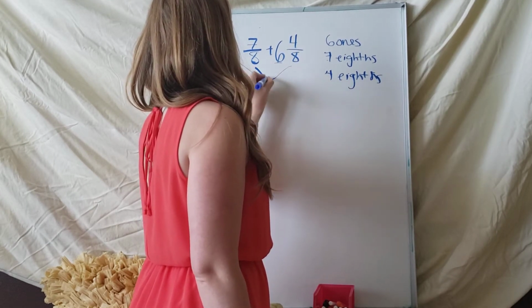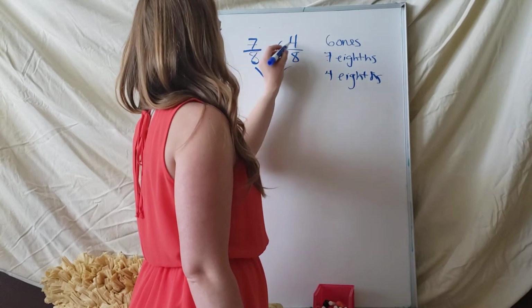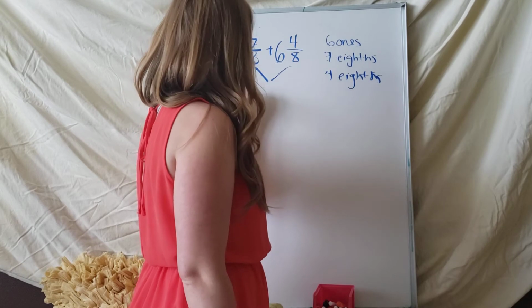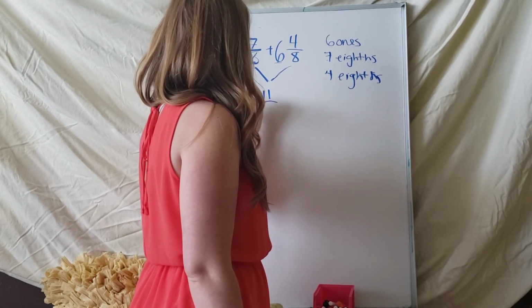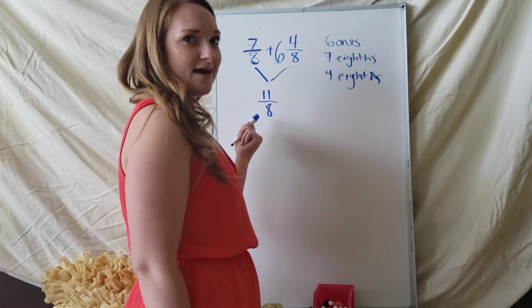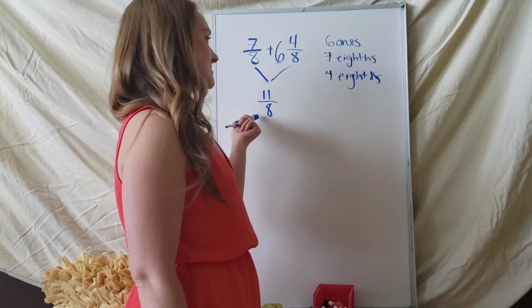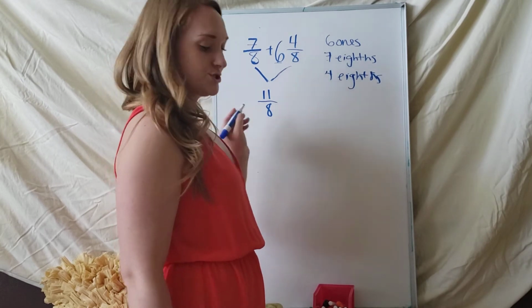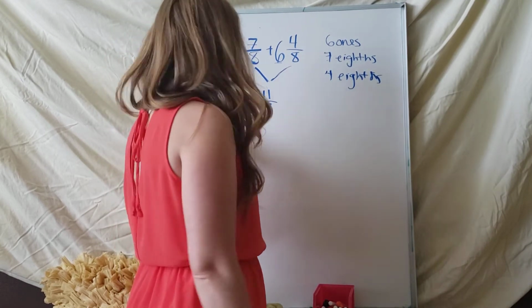I'll just do this. 7 8s plus 4 8s. 7 plus 4 is 11. So I have 11 8s. What's that called? We're learning about it right now. This is an improper fraction. So that means I can change it to a mixed number.